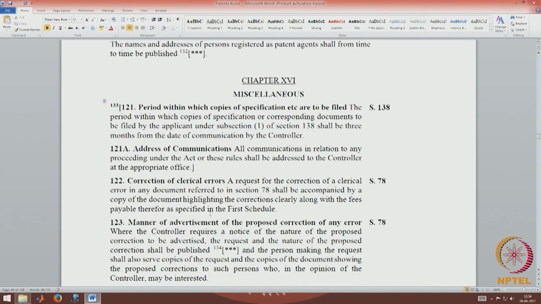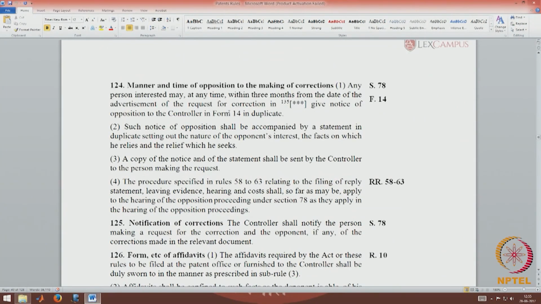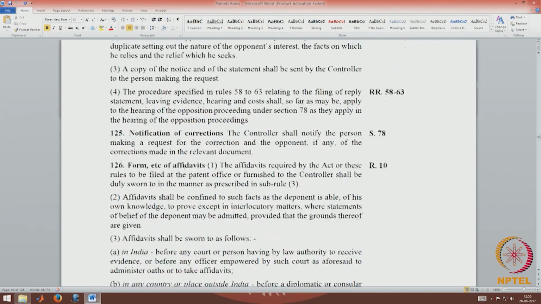Just as we saw, there are some miscellaneous provisions in the rules as well, and they are a bunch of different things, and it will make sense when they are read in the context. So you can see the cross references here. 121 deals with the period within which copies of the specification are to be filed, address to communication, correction of clerical errors, manner of advertisement of proposed correction. These are largely procedural matters. Manner and time of opposition of making of correction. If there is a correction that has to be done, then that also can be a subject matter of opposition.